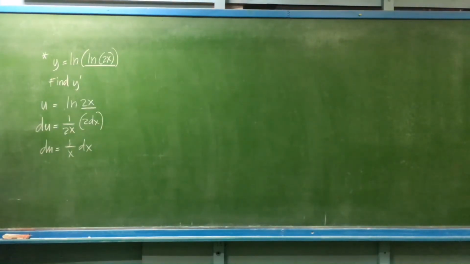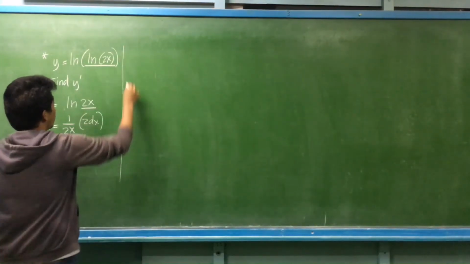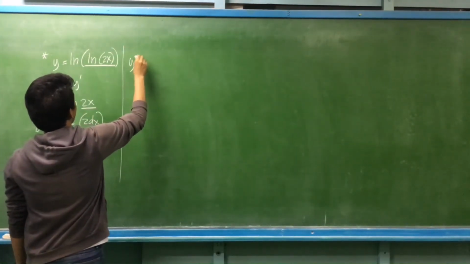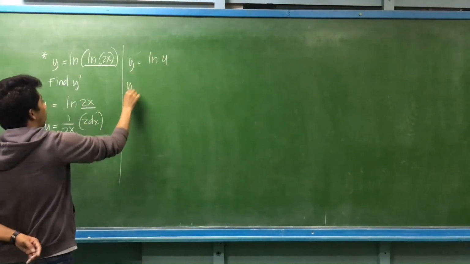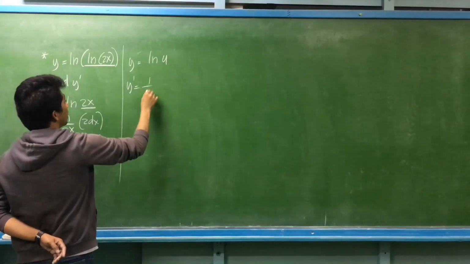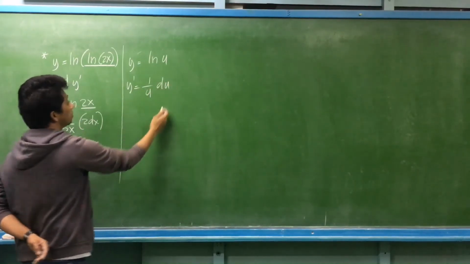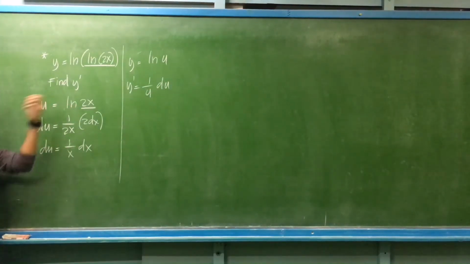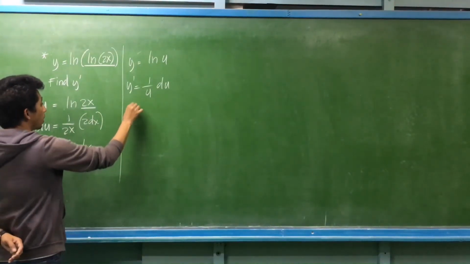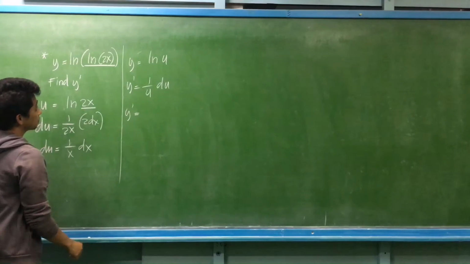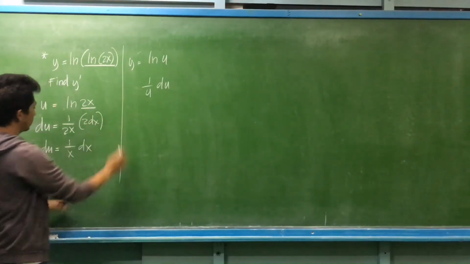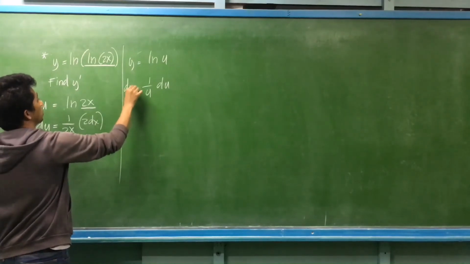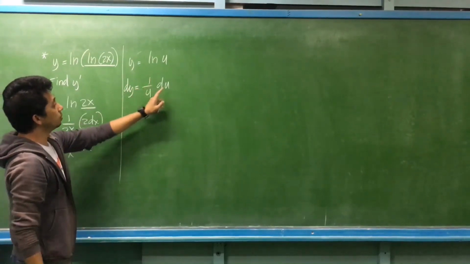If you are to perform, for example, y is equal to ln of u, this is y prime is 1 over u du, or the natural logarithm. So we have, let's use dy, since I used dx here. So dy is equal to 1 over u du.